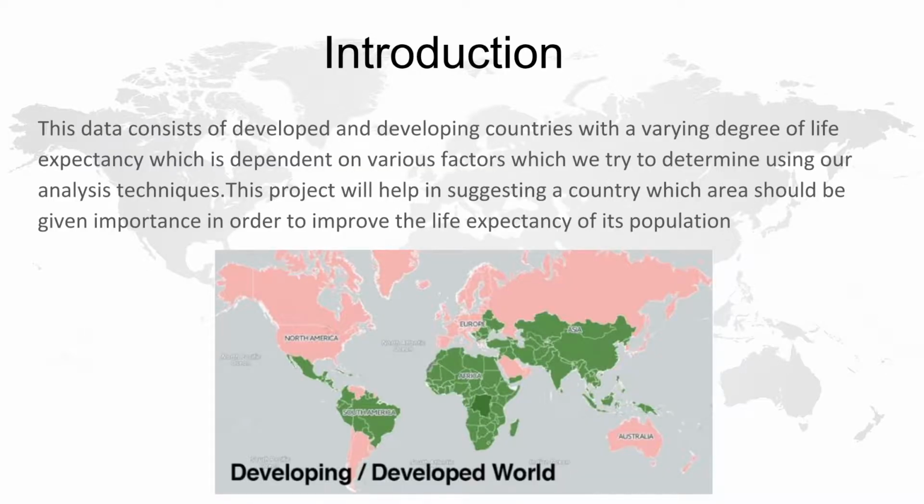And our data consists of developed and developing countries with varying degrees of life expectancy, which is dependent on various factors which we try to determine using our analysis techniques. This project will help in suggesting a country which should be given importance in order to improve the life expectancy of its population.